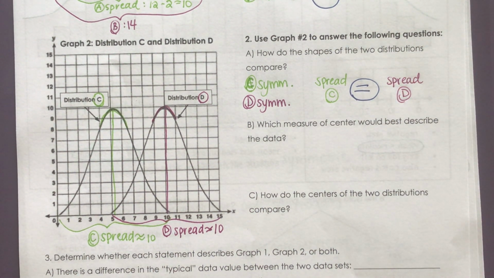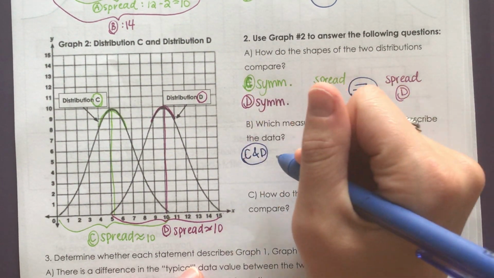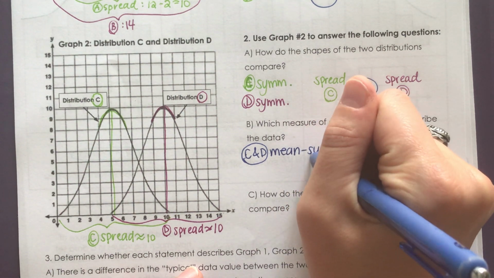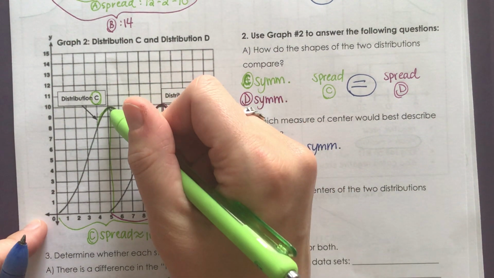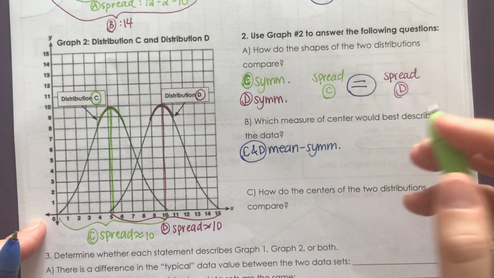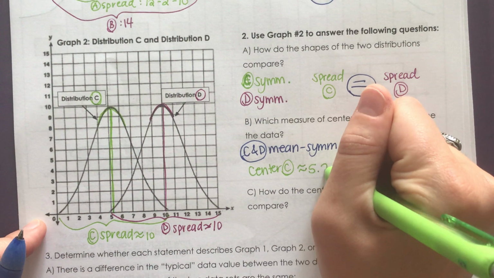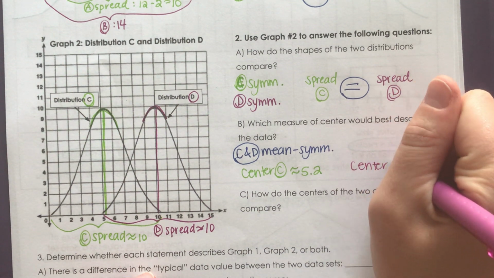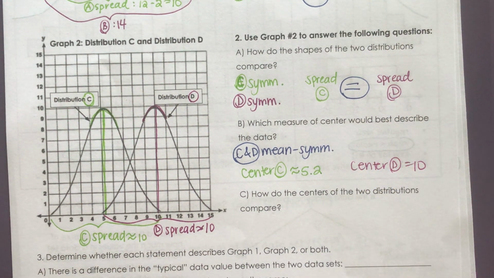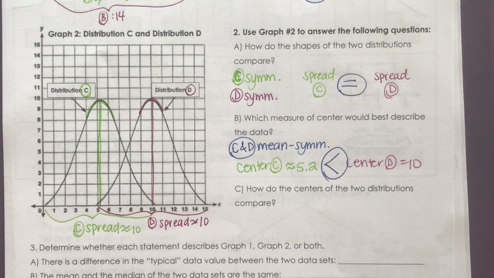Which measure of center would best describe the data? Well, because they are both symmetric, just like the last one, I am going to use the mean because they are symmetric. Now, if I look at their centers, the center of C looks like it's, I don't know, we'll call it like 5.2. And then the center of D looks like it's at 10. So obviously, the center of C is less than the center of D.